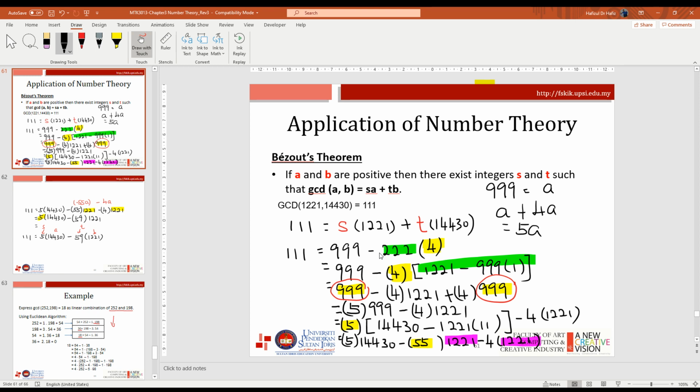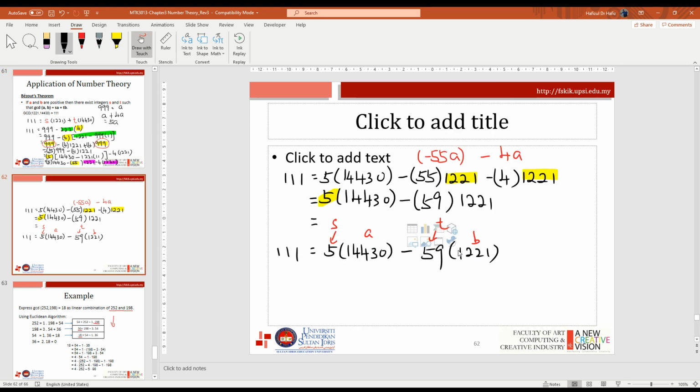This one is Bezout's theorem. Bezout's theorem says that for positive integers a and b, there exist integers s and t such that GCD of a and b is s times a plus t times b. We got s here as 5, and t here as 59.